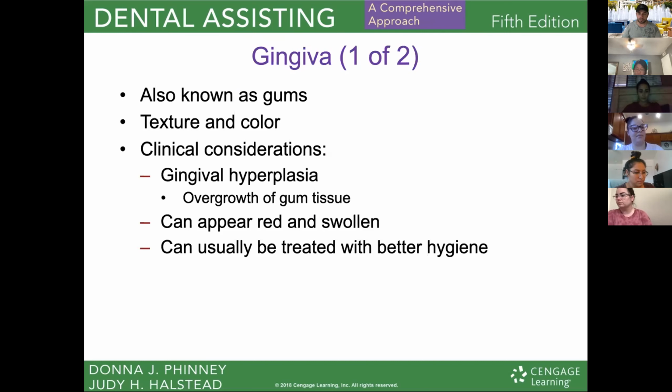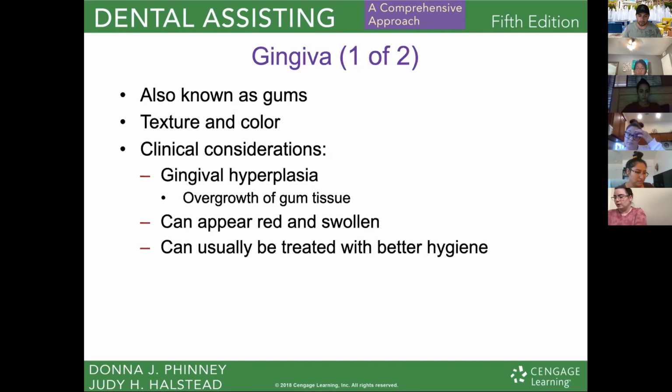gum tissue where they can appear red and swollen. They can usually be treated with better hygiene, but that's how you know somebody has gingivitis, is when their gum tissue becomes very swollen or red. It can be puffy, they can be bleeding, they can be painful.